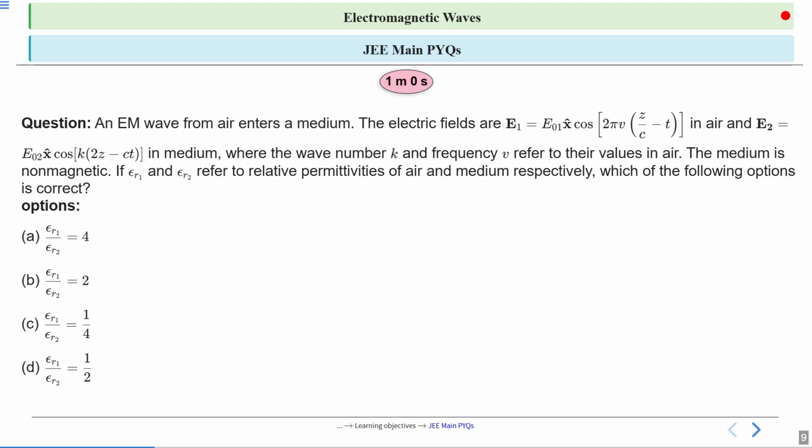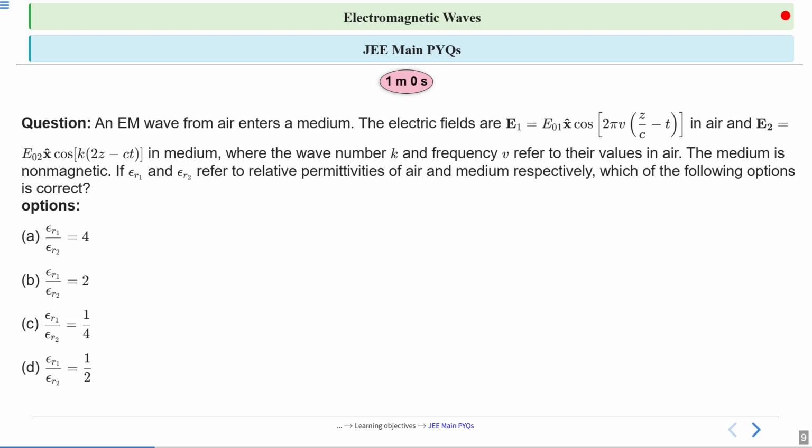The medium is non-magnetic. If epsilon r1 and epsilon r2 refer to relative permittivities of air and medium respectively, so epsilon r1 is the relative permittivity of air and epsilon r2 is the relative permittivity of the medium. So what is relative permittivity? It is the permittivity of the medium upon the permittivity of air. Which of the following options is correct?